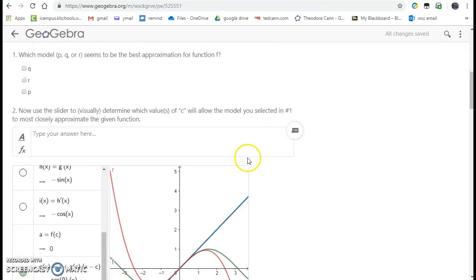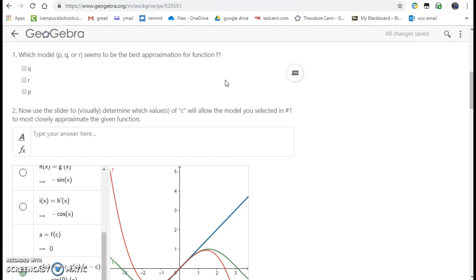Then it's asking you, and this is where you have to draw a conclusion, which model, p, q, or r, seems to be the best approximation for function f. That's based on your observations, right? So you don't really have to do any math there. You're just looking at the picture.